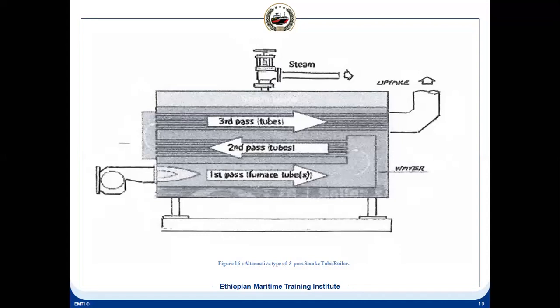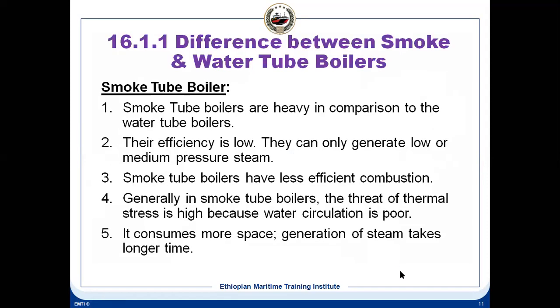In the first pass, it will give up some of its heat. In the second pass, again some more heat, and then in the third pass, whatever remaining heat is there, it will give up, and then it will go off to the uptake in the vessel's funnel. And here you have a steam stop valve, and from the steam stop valve, the steam is let out to the basically services. Now, what are the differences between a smoke tube and a water tube boiler?